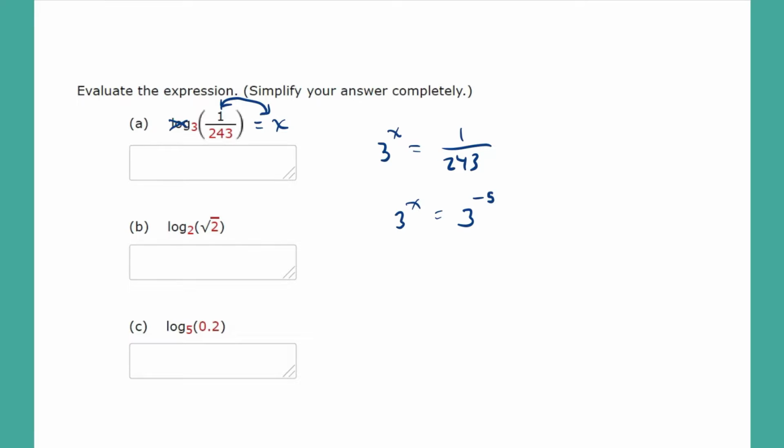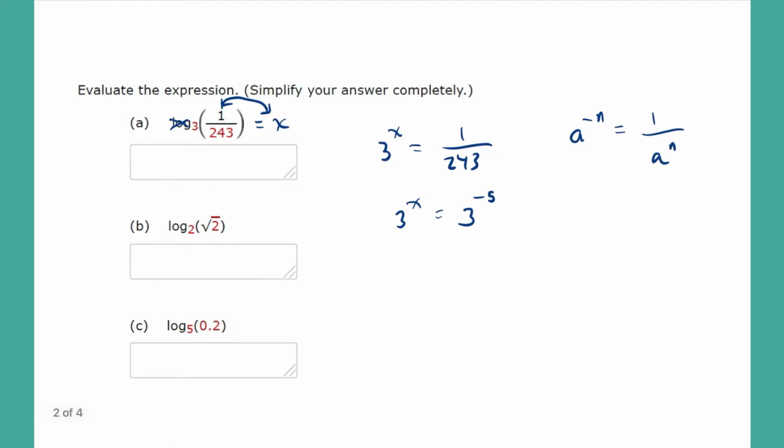And you can verify that. If you do 3 to the +5, you get 243. But in order to turn it into the reciprocal, you would have to include the negative because of this rule for exponents. So if you have a negative exponent, that means you take the reciprocal. And so that's why I put a negative in front of the 5 so that I can turn that into 1 over 243. And then the one-to-one property for exponential functions says that if the bases are the same, then the exponents must equal each other. So x must equal -5.